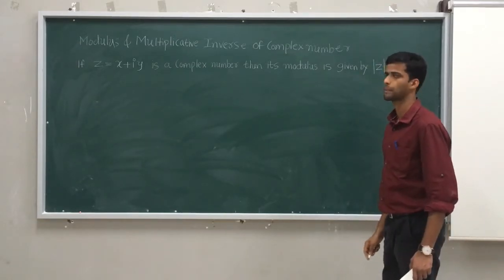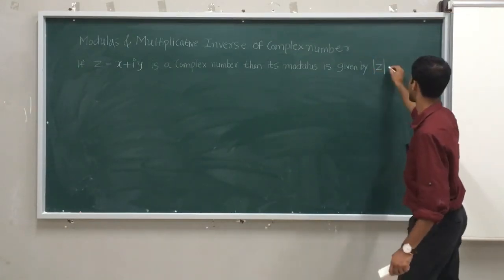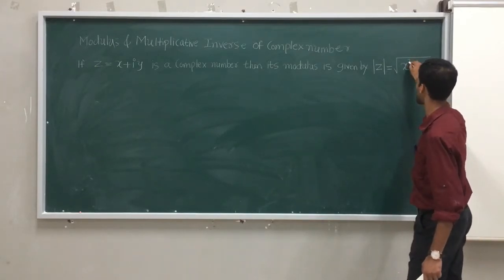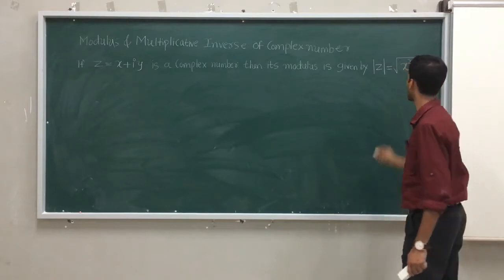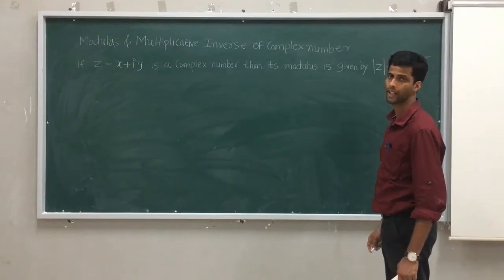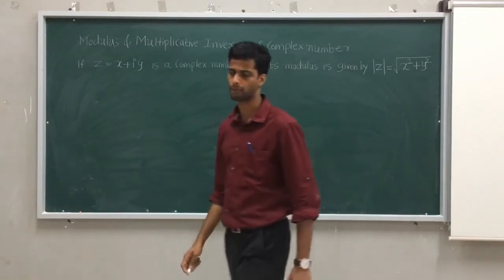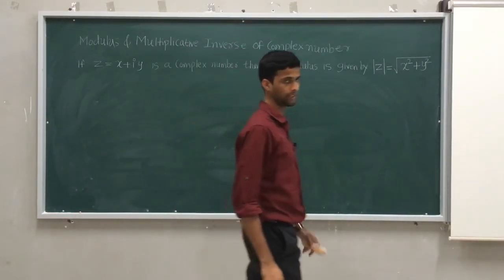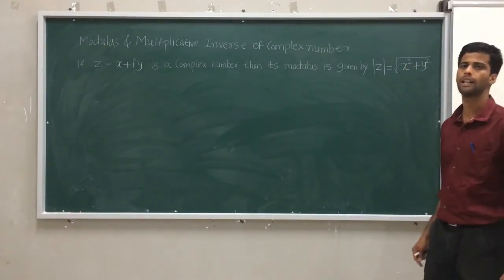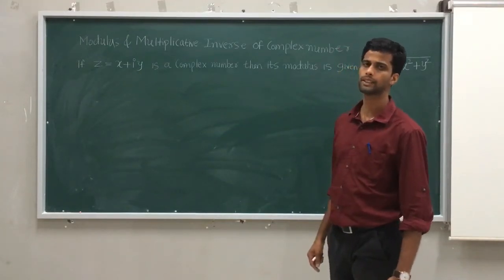If you have taken the complex number as a equal to x plus iy, then its modulus is mod a, which is nothing but the square root of real part square. Which is the real part in x plus iy? x. So x square plus imaginary part. What is the imaginary part in this? y square. So this thing you always keep in mind. If z equal to x plus iy is a complex number, then its modulus is given by mod z, which is equal to square root of x square plus y square.